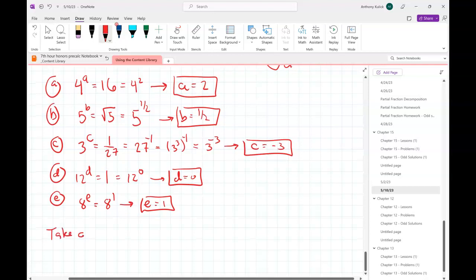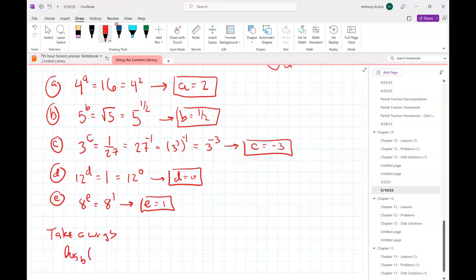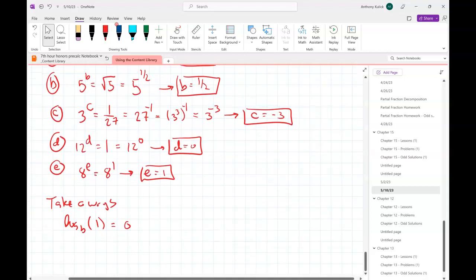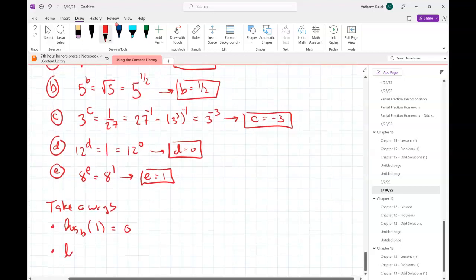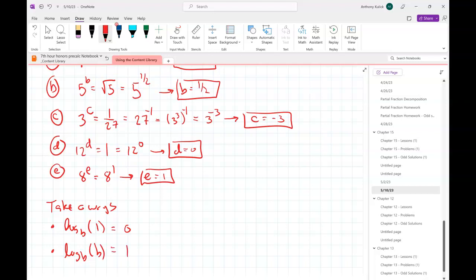So some takeaways here. Any log of 1 is going to be 0. Log base b of b is going to be 1.